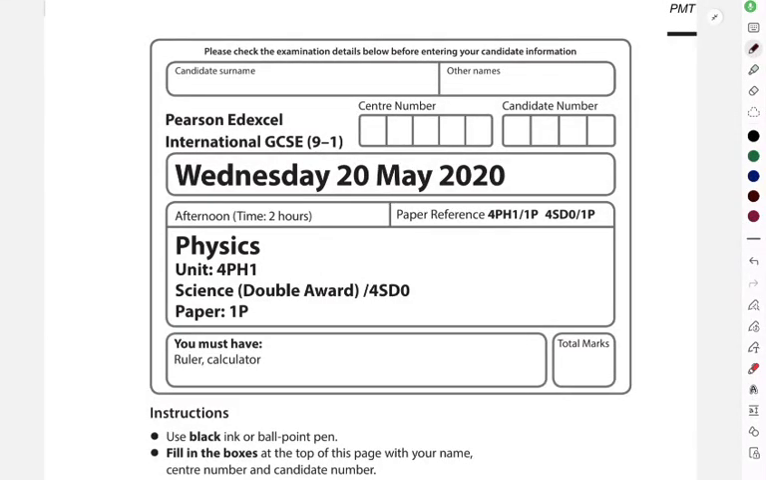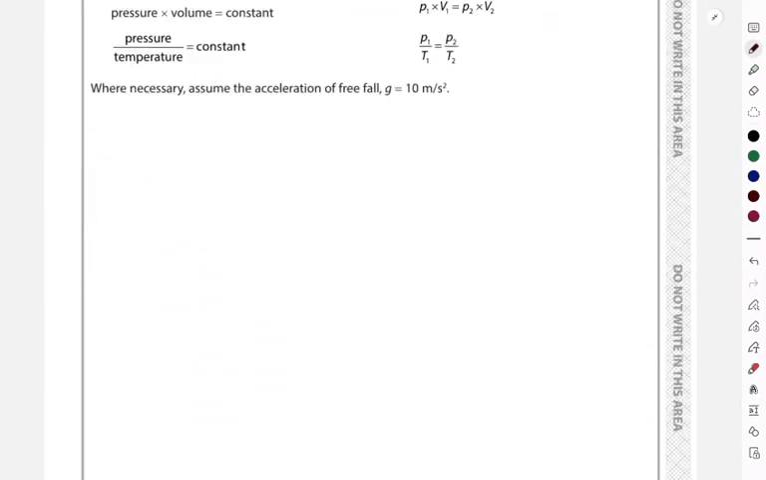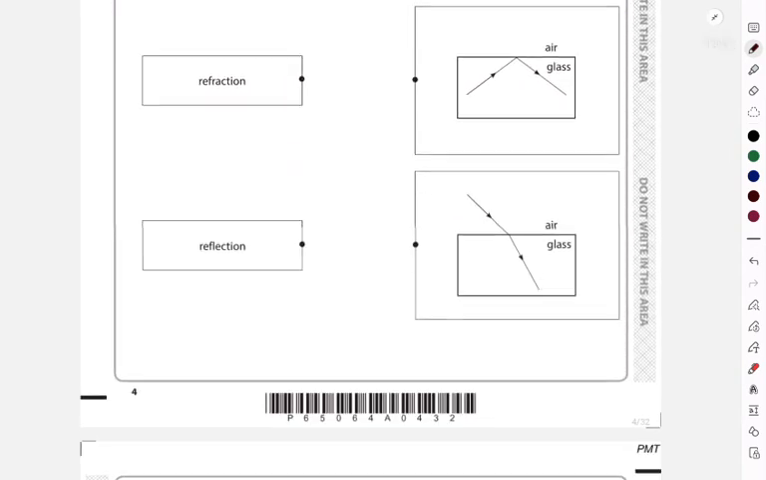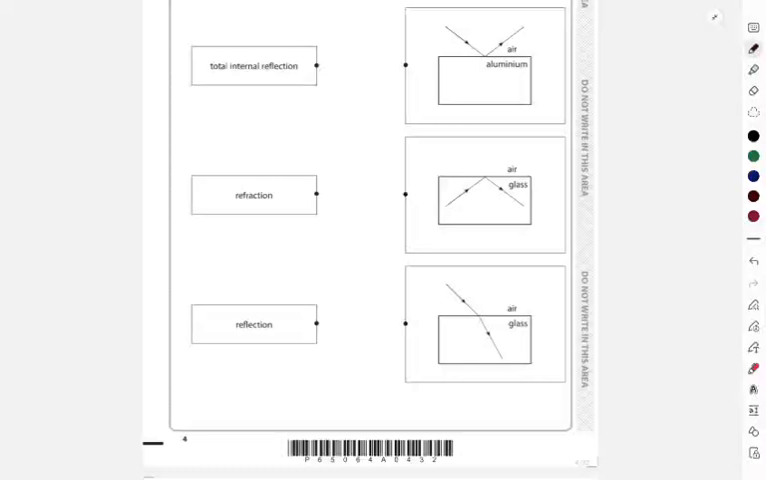Today we will solve May 2020 paper 1. First question asks you about wave behavior. Which one is the total internal reflection? Total internal reflection. This is the refraction and this is the reflection.